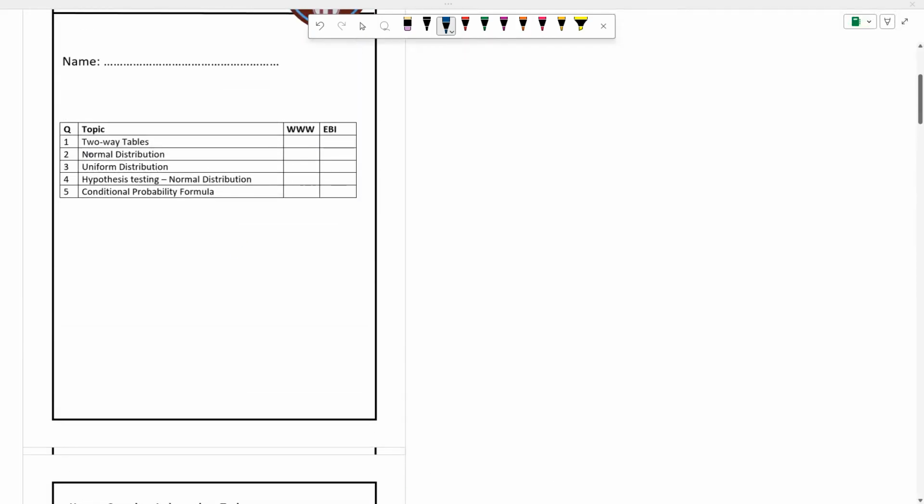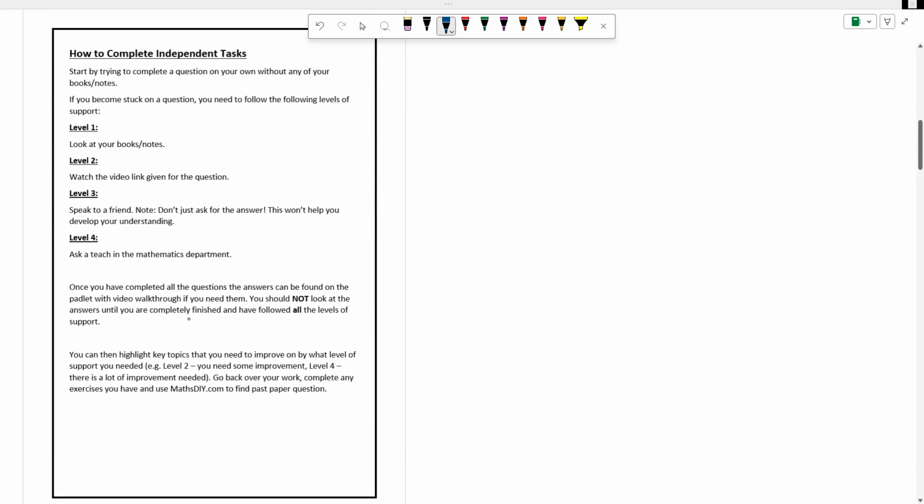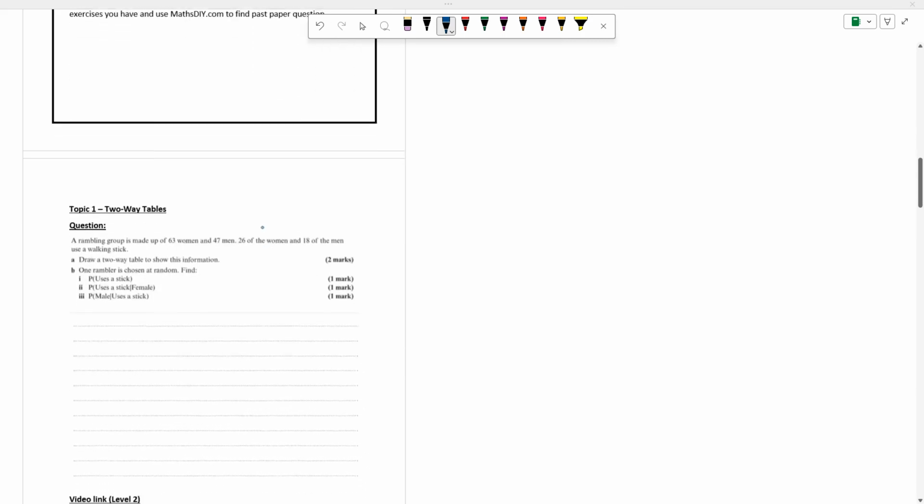Okay, so you should have already had a go at the questions. You should have got to a certain level of support. So the usual things: if you just looked at your books or you just watched the video, you're at level 1 or level 2. If you were seeking out either advice from a friend, that's level 3. And if you had to go to a teacher, that's level 4. So you should be aware of what topics you may need a little bit more work on than others. Hopefully this walkthrough will help as well with those kind of topics.